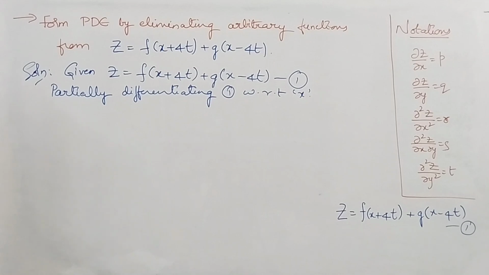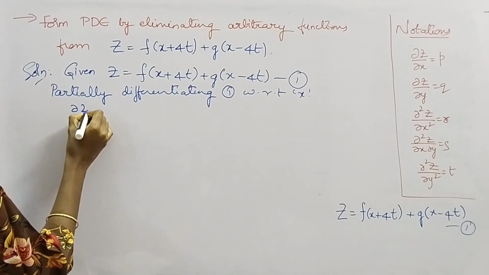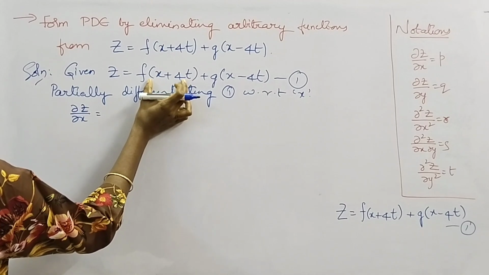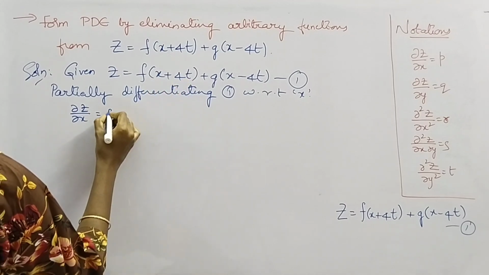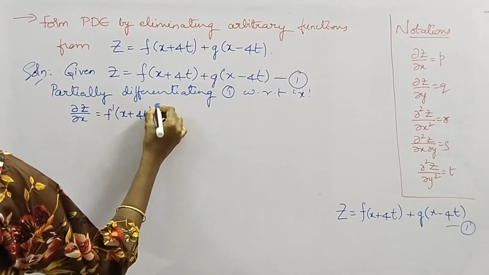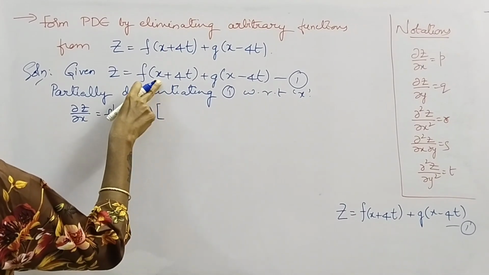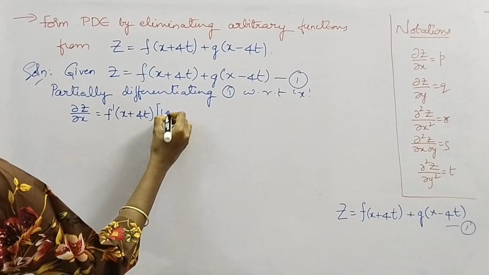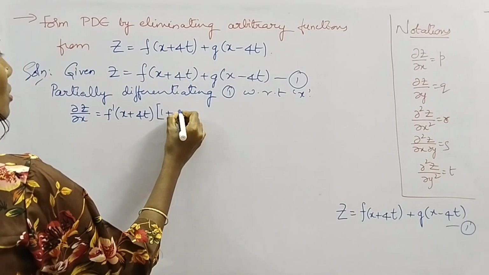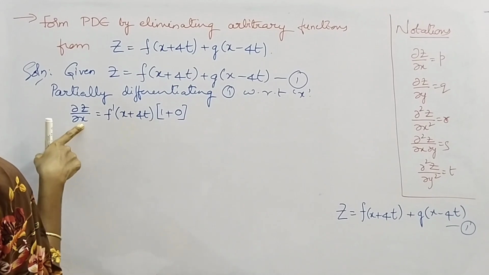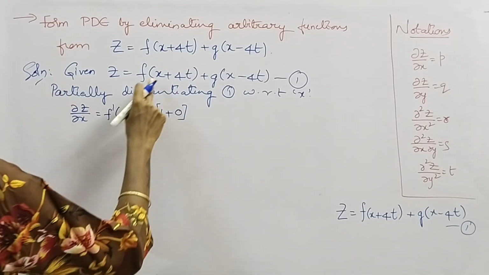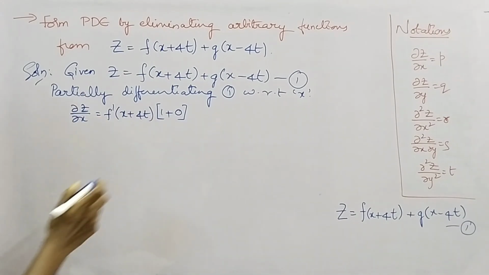Just apply dou by dou x on both sides of 1. You'll get dou z by dou x equal to the partial derivative of f of x plus 4t with respect to x, which is f dash of x plus 4t into the inner derivative. That is, the partial derivative of x with respect to x is 1, plus the partial derivative of 4t, which is treated as constant with respect to x, is 0. Since we are partially differentiating with respect to x, we'll treat t as constant. Here x and t are variables, okay?